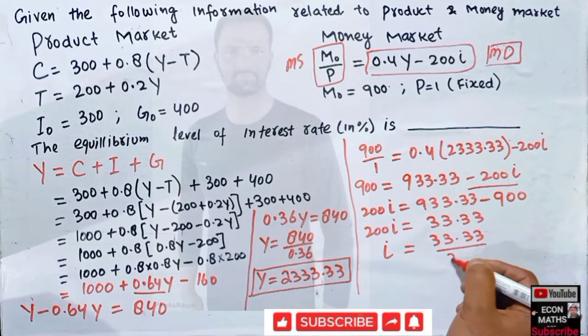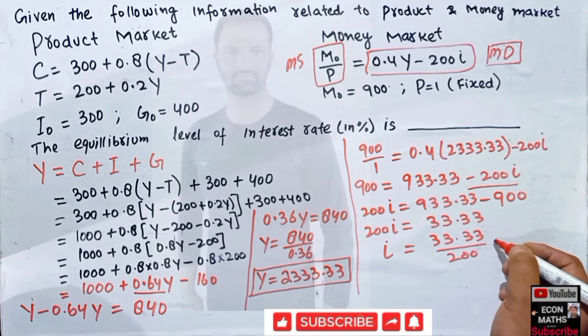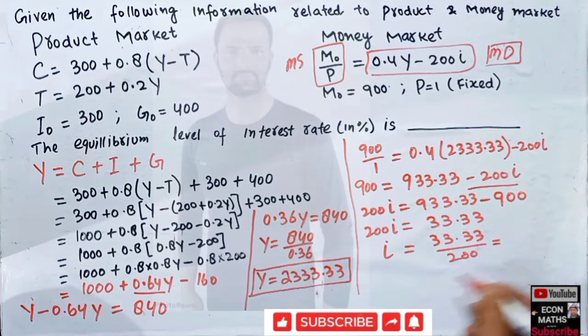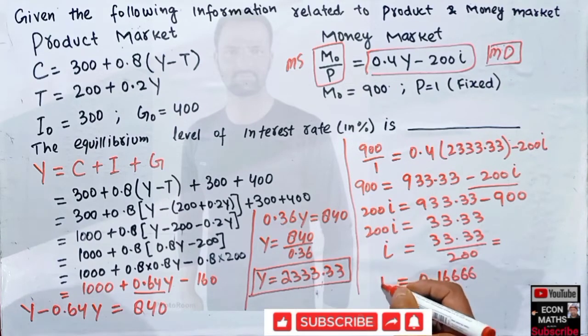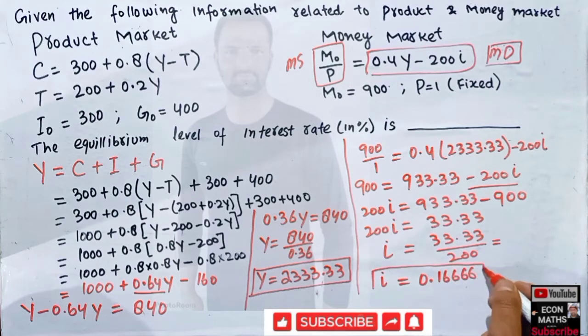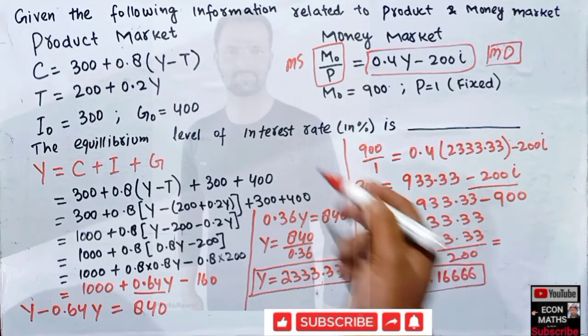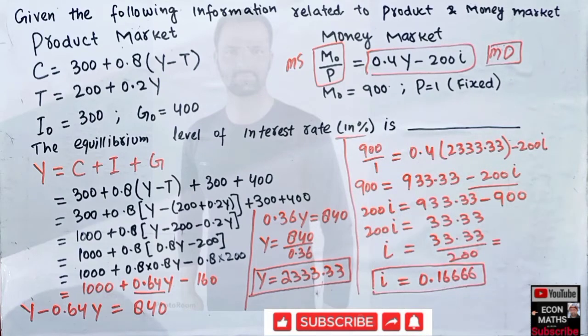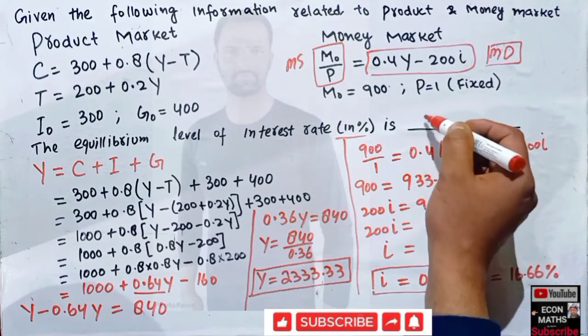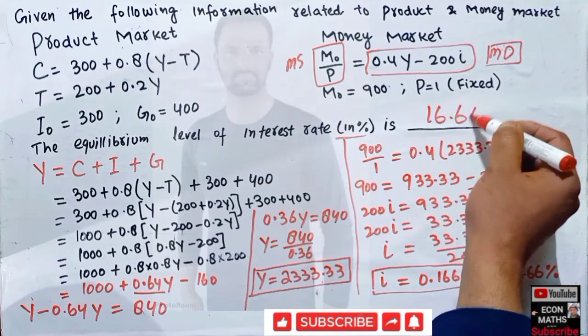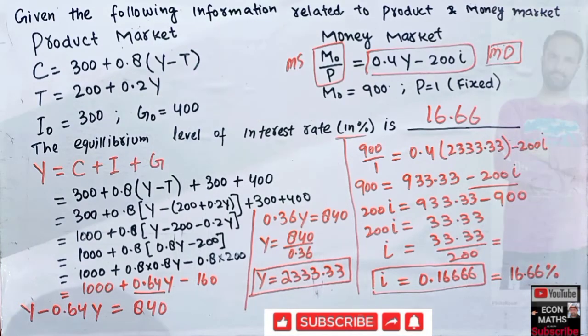33.33 upon 200. Okay, when we divide, this comes out to be 0.166666. So this is our equilibrium level of interest, but we need to write this in percentage form. So how can we write it? This is in decimal. If we change it into percentage, this will become 16.66%. So the equilibrium level of interest rate should be equal to 16.66.